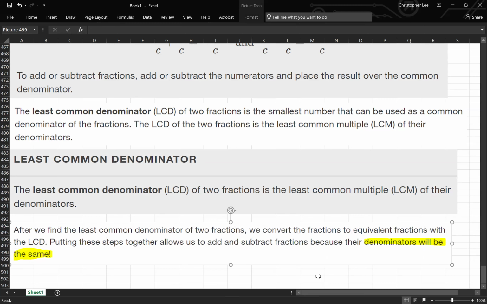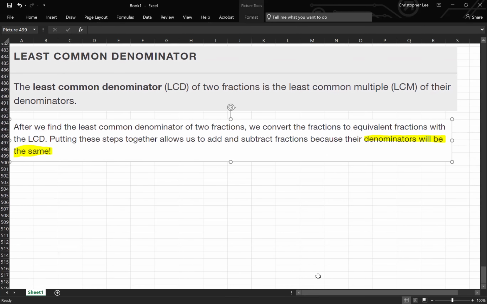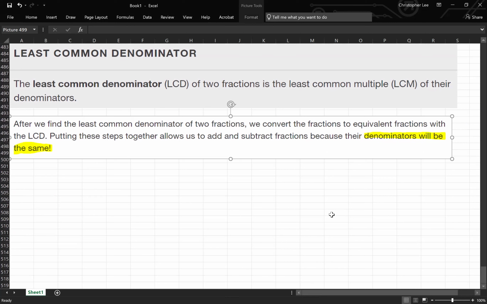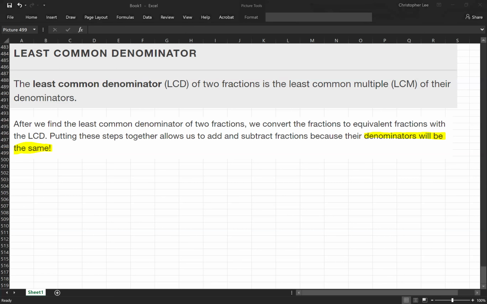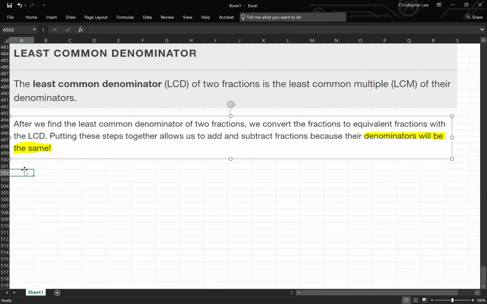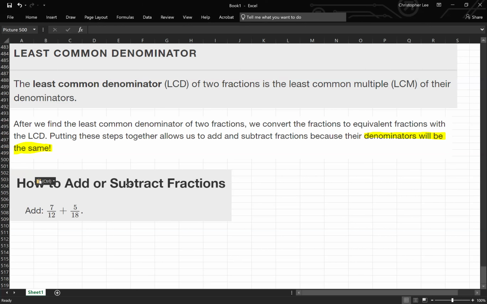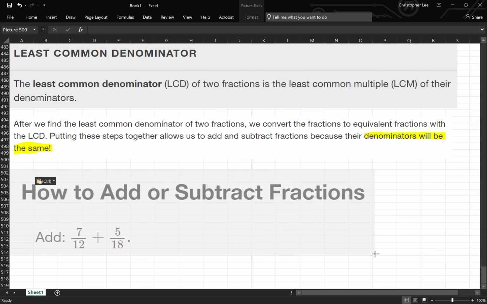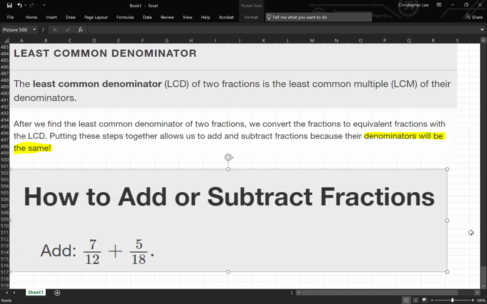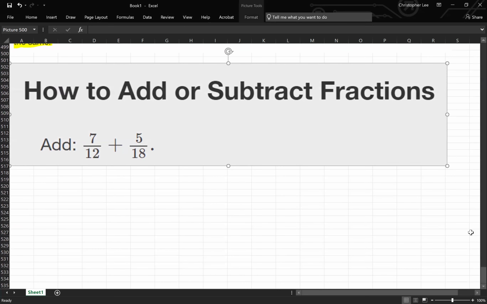So after we find the least common denominator of two fractions, we convert the fractions to equivalent fractions with the LCD. Putting these steps together allows us to add and subtract fractions because their denominators will be the same. Let's take a look. So I want to add or subtract these fractions right here, right?